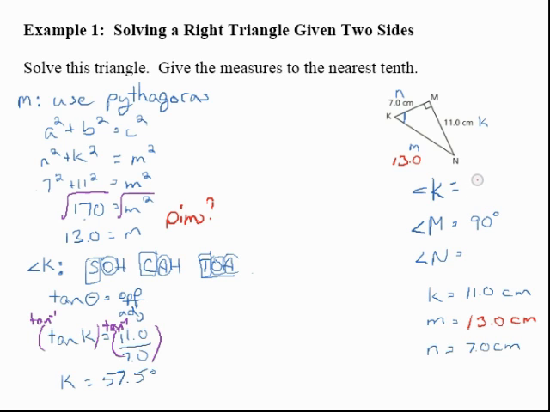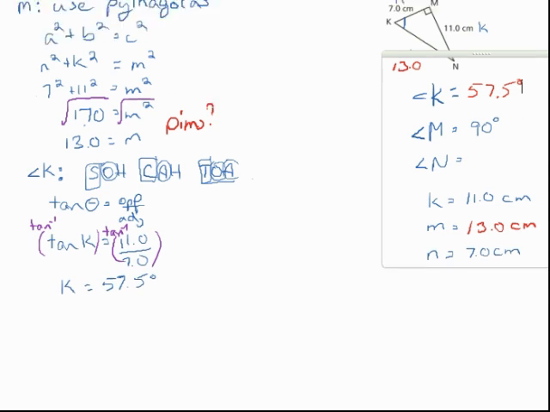Anyway, we're back to K, which is 57.5 degrees. I'm going to scroll down a little bit. We still need to find, see how easy it is to look at and say, oh, well, I haven't found angle N yet. One answer they're looking for. So if you have a way of keeping track of what information you're ultimately after, it's a good thing to do. Okay, so we go SOHCAHTOA.